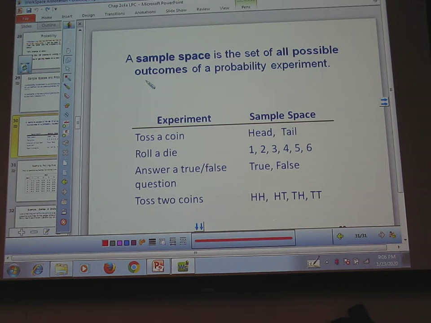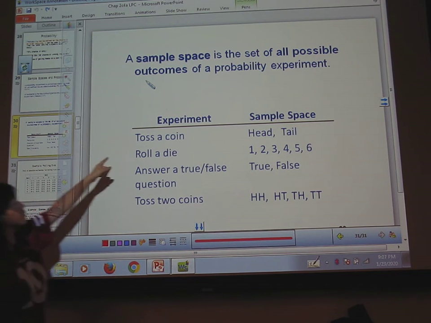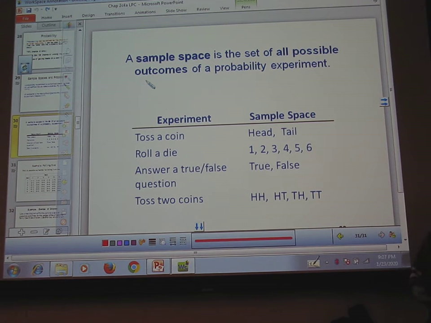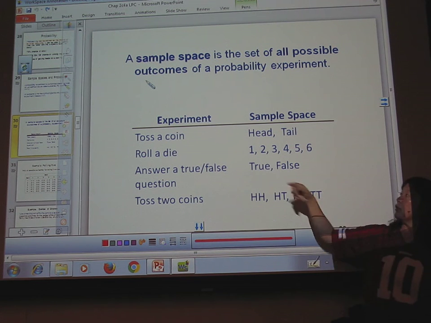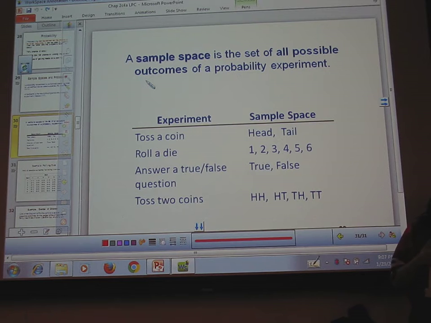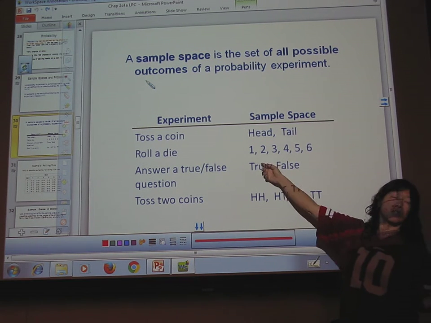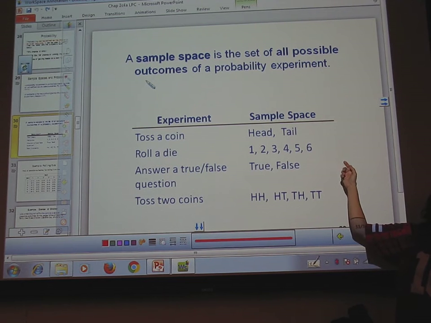Right, so the possible outcomes if I toss a coin are heads and tails. If you roll a die, what could possibly happen? Anybody remember a die, a dice? What happens if you roll one? What could you get? Yep, a 1, 2, 3, 4, 5, or 6. This is a list of all possible outcomes if you roll the die.